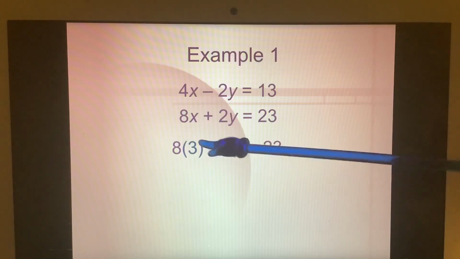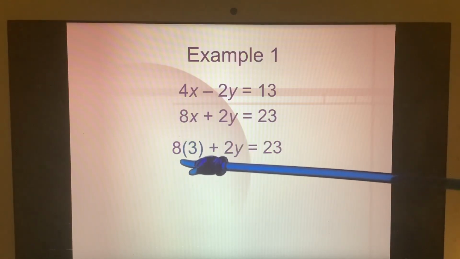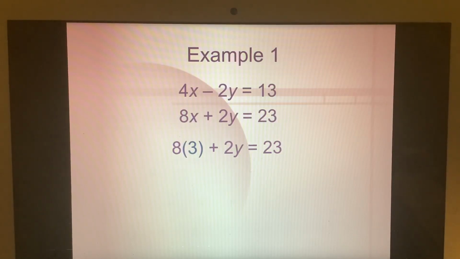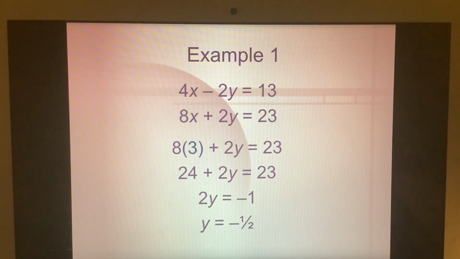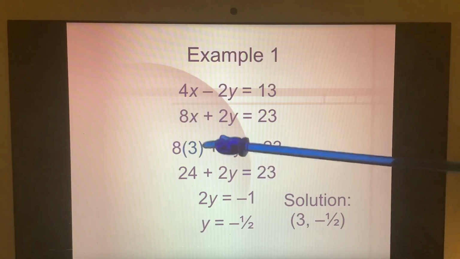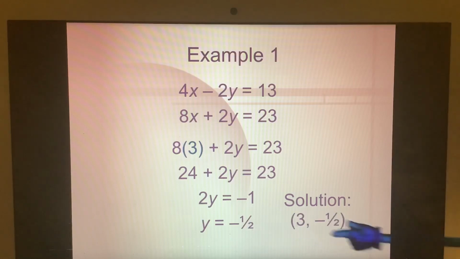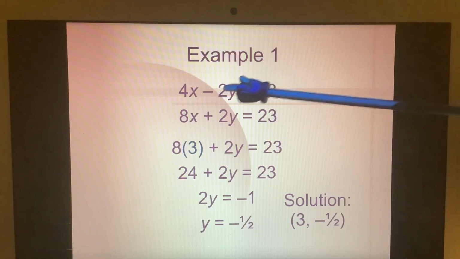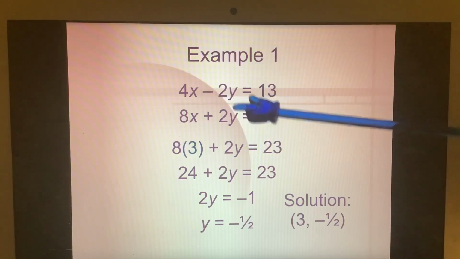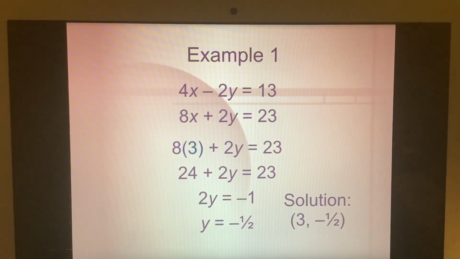8x plus 2y, so my x is 3, okay? So I have 8x, or 8 times 3 plus 2y equals 23. So then I have 24 plus 2y equals 23. Now I can solve for y, and y equals negative 1/2. So now my solution is the x is 3, and then y is negative 1/2. And if you plug that back in to both equations, it should give you these answers and work. So you can check that yourselves.